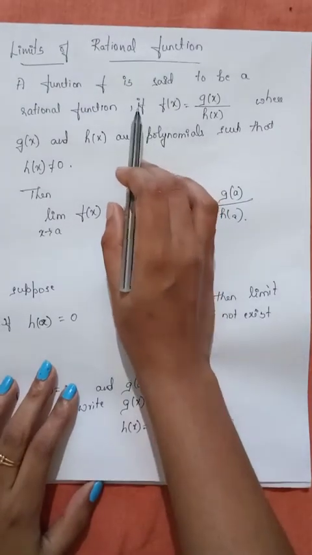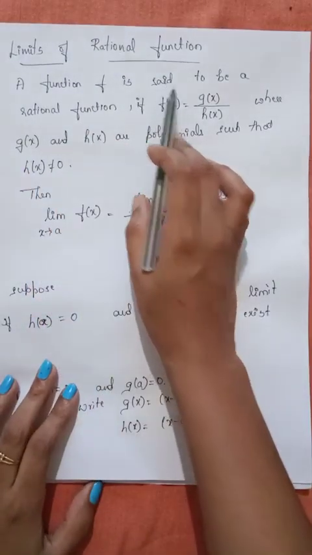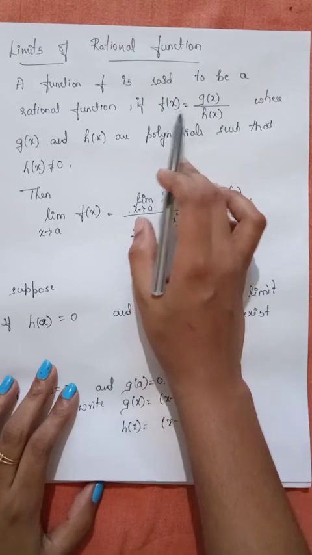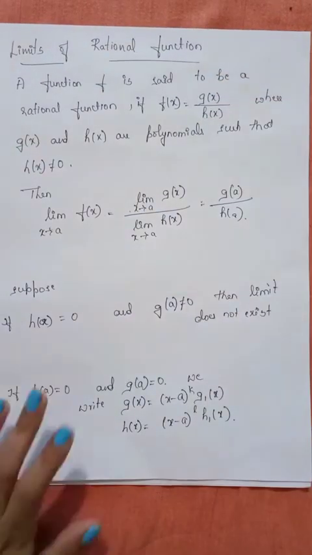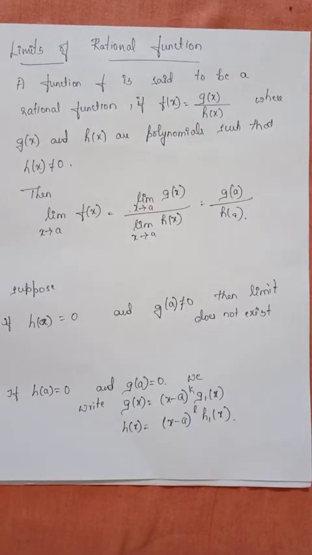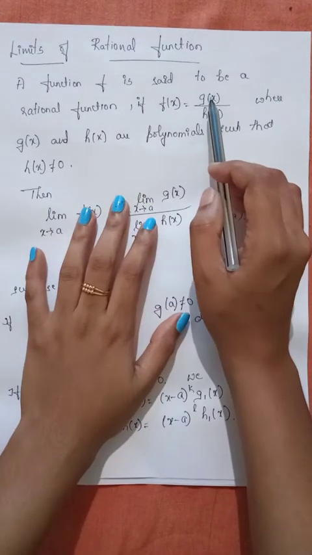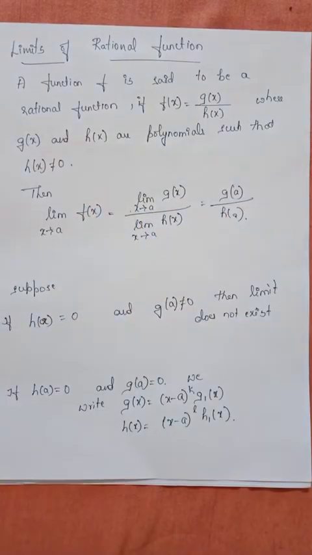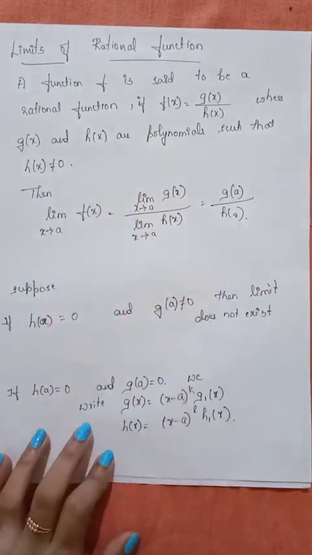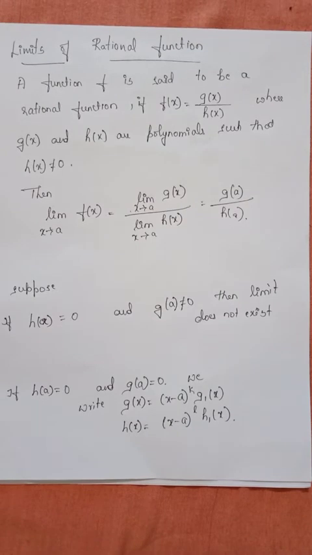As you can see what is written, a rational function is a function in the form f of x equals g of x by h of x. It is always written in rational form, meaning p by q form, where the numerator is a polynomial function and the denominator is also a polynomial function. Then you call it a rational function, provided the denominator should not be 0, because to define a quantity in rational form, the denominator should not be 0.